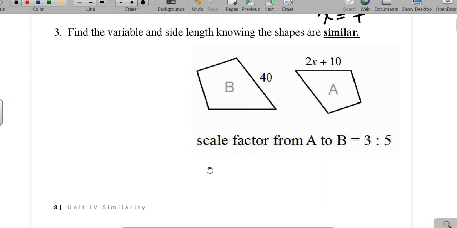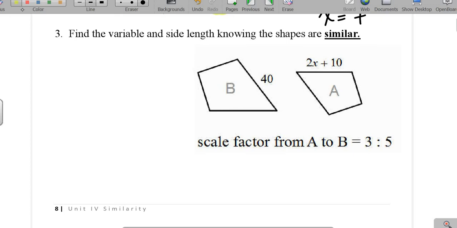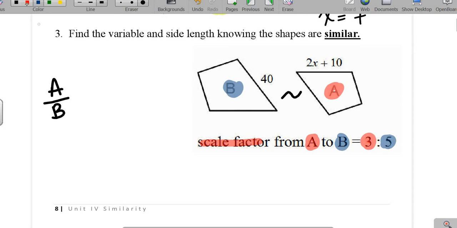Or, rather than giving you the side lengths, you're actually given the scale factor, which is the ratio of the sides. So here, we're going to find the variable knowing the shapes are similar. Watch very carefully. The scale factor from A to B. That's the order that that's being done in. Let me color code that for you. A and B. So we're forcing to go from A to B. Our ratio is going to be 3 to 5.